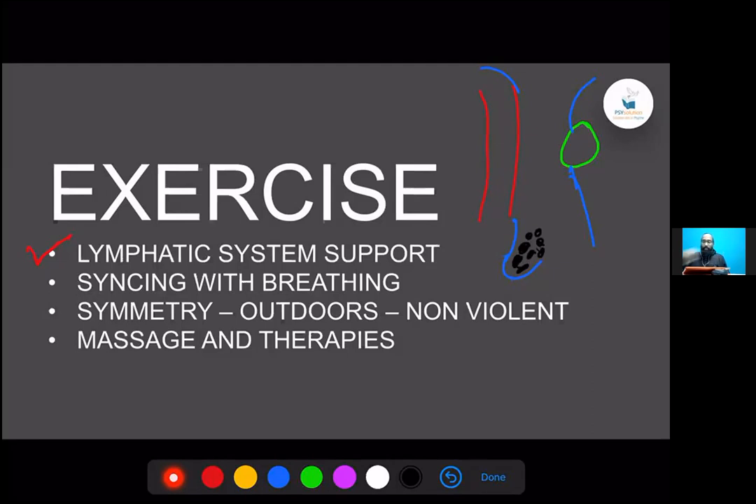And syncing of the breathing is another aspect. As for breathing, we understood that we have 4 steps: in, hold, out, hold.